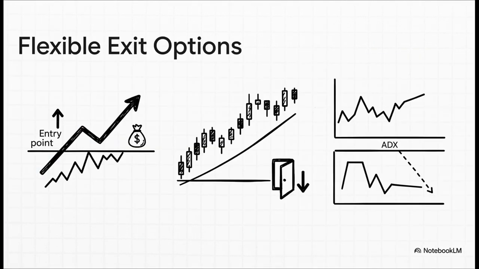Of course, you need an exit plan too, and you've got options depending on your style. You could take some profits off the table when you're up one time your risk and then trail your stop. Or you could simply exit if the price closes back below that 50 EMA we used to get in. Another great option is to watch the ADX itself. When it starts to roll over and lose steam, that could be your signal that the trend is fading.